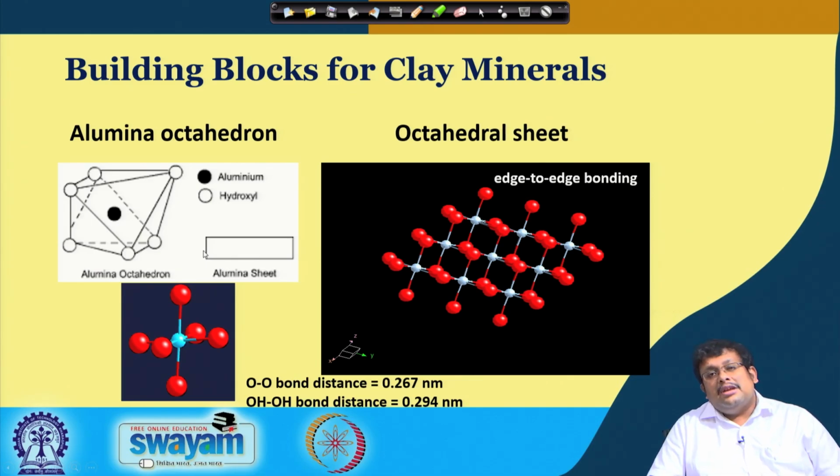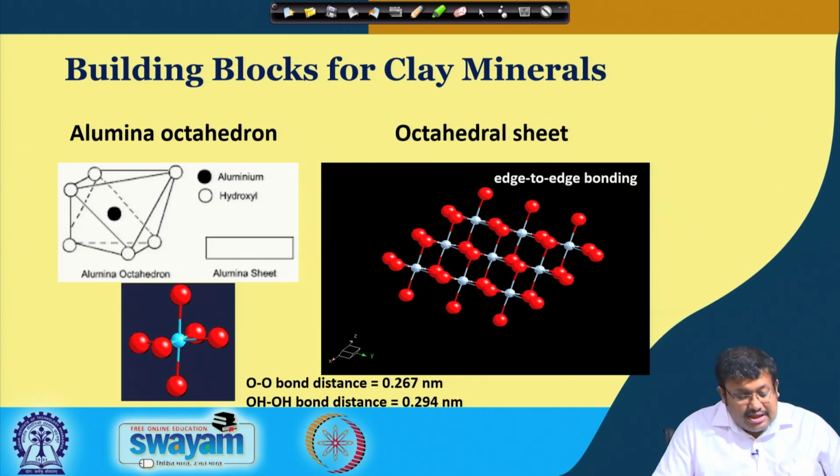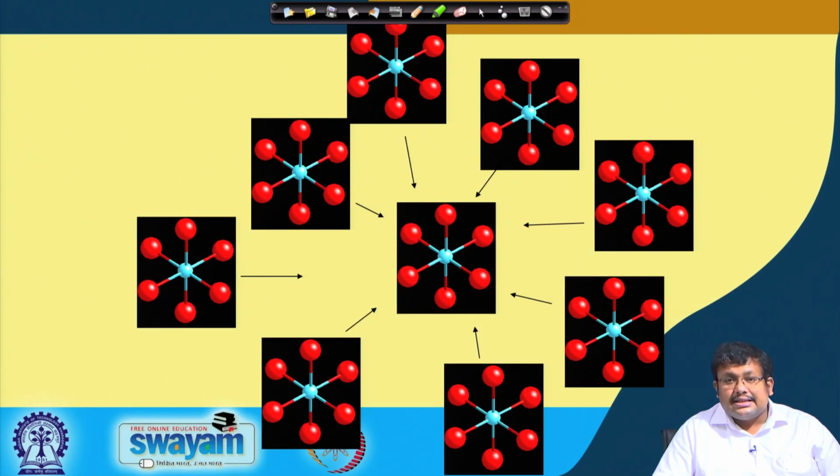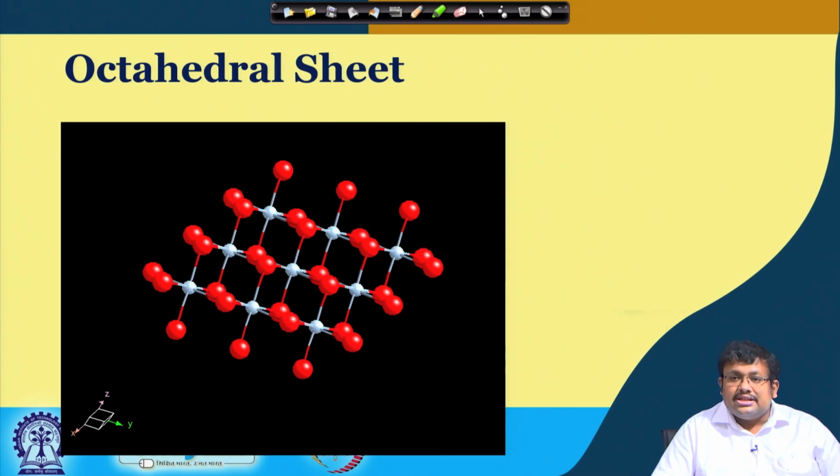Similarly, in the case of aluminum octahedra, you know that the aluminum octahedron is basically composed of aluminum at the center surrounded by 6 hydroxyl anions forming an octahedral shape. When these octahedra share their edges, they form this octahedral sheet. So, this is a single aluminum or magnesium octahedron, and when they share their edges, they form this structure called the octahedral sheet.